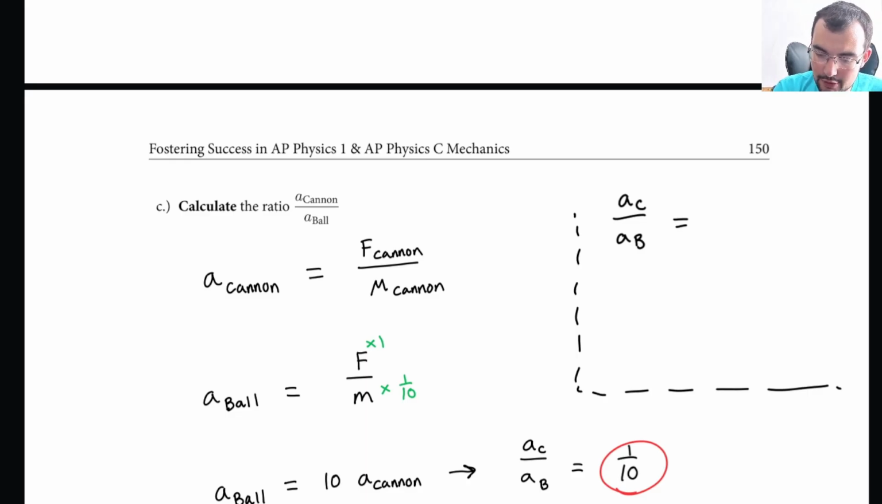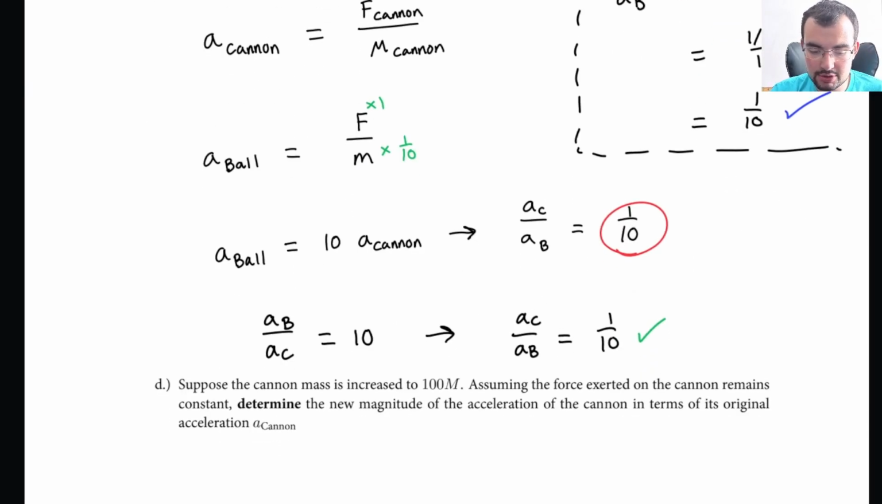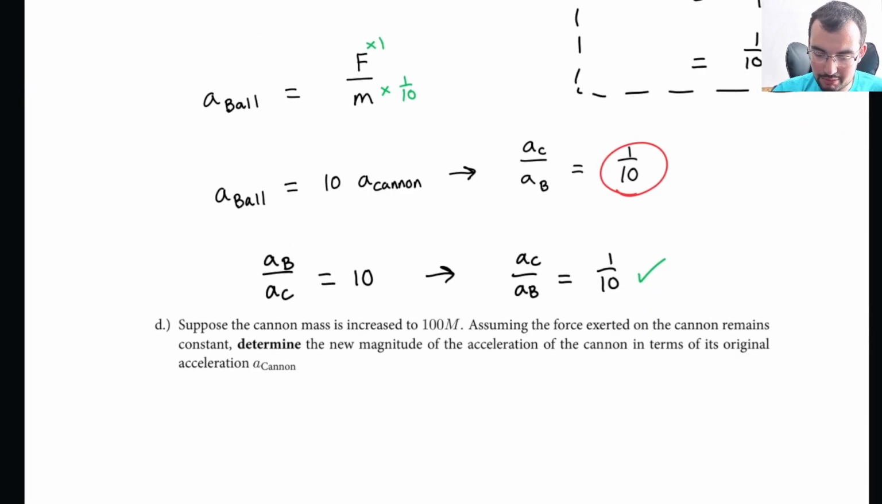So A is F over M, so I could do F over M of the cannon, which is 10M, and then F divided by the M of the ball, which would be 1M. So everybody brings an F, and everybody brings a 1 over M. So I'd get 1/10 divided by 1, and I do get 1/10. So that's how you do it, just with the symbols. If you like plugging in symbols, I am usually a multiplier person.